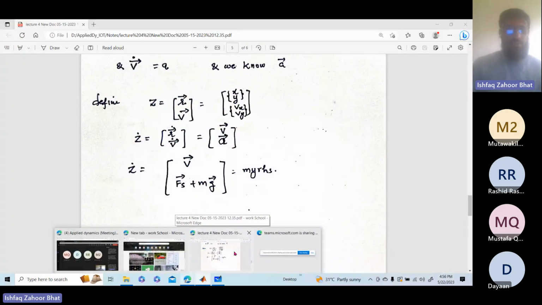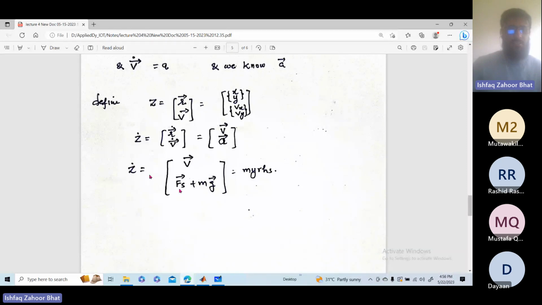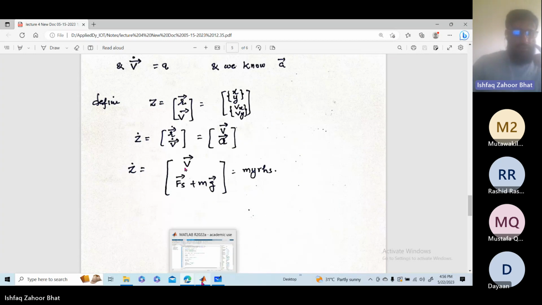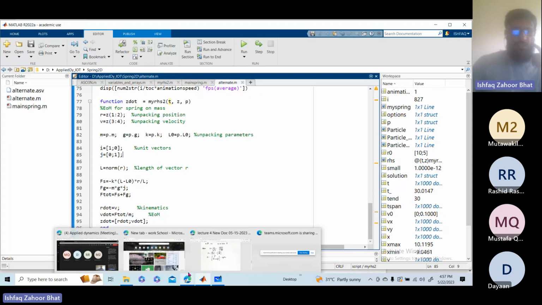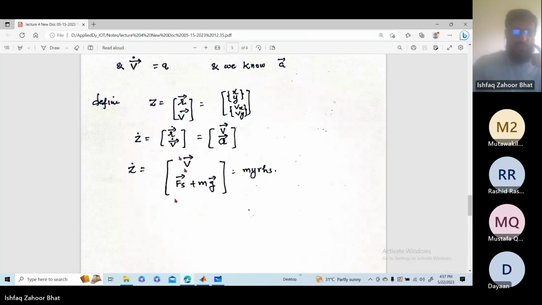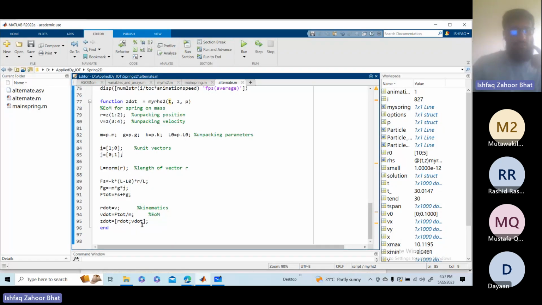So here you can see Z dot is nothing but velocity and acceleration, Fs plus mg. Or we can say that it is acceleration in the x direction and acceleration in the y direction. So let us see what I have written. Basically Z dot is nothing but R dot and V dot, which we have seen here. This is R dot, which is velocity, and this is V dot, which is acceleration. So I have written F dot equal to R dot V dot.